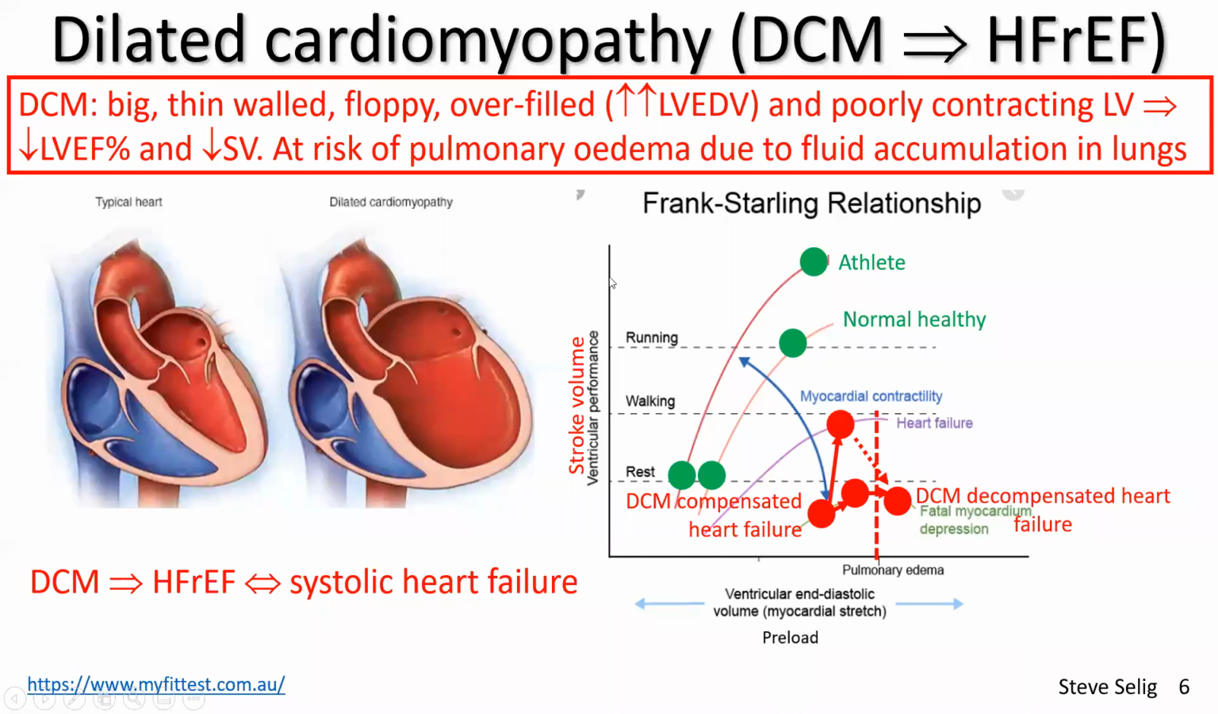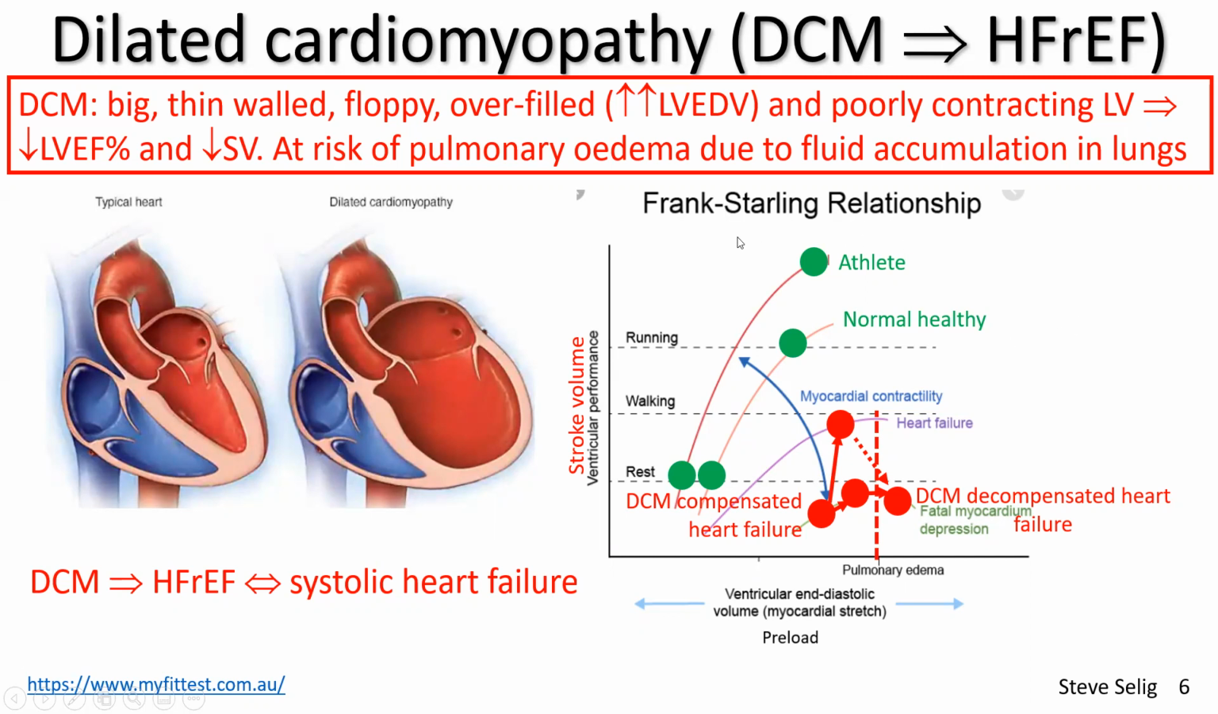So just a little bit more about the physiology of dilated cardiomyopathy before I get onto my case study. Dilated cardiomyopathy refers to a big, thin-walled, floppy, and overfilled heart with a greatly increased left ventricular end diastolic volume and poorly contracting left ventricle, a reduction in left ventricular ejection fraction, and a reduction in stroke volume. There is the risk of pulmonary edema due to fluid accumulation in the lungs, and that's something to really consider in dealing with people with dilated cardiomyopathy.